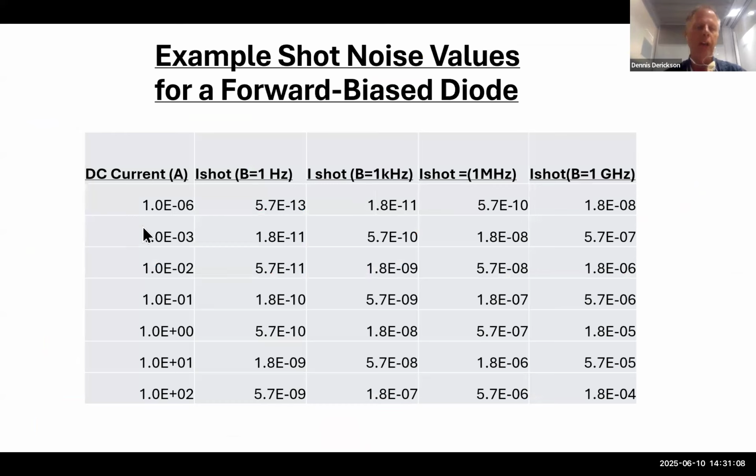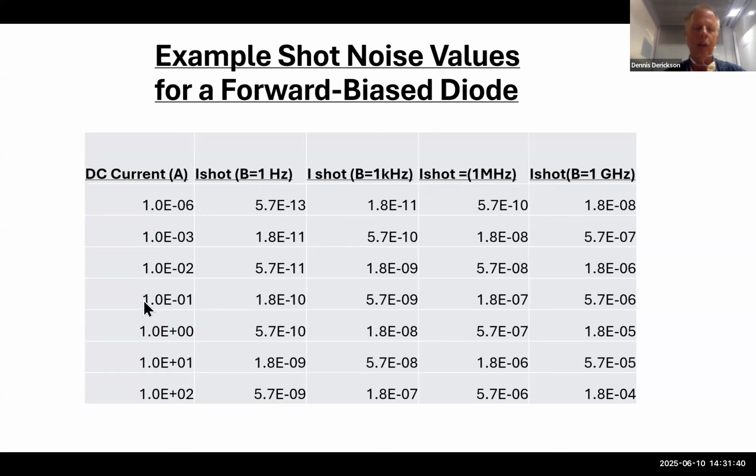Okay, so on this column, I have the DC current that's flowing through the diode. And on these other columns, I have how much bandwidth we're making the observation in, from 1 hertz to a kilohertz to a megahertz to a gigahertz. And so if we had 1 megahertz of bandwidth on the receiver and we had a microamp of current, we'd have 5.7 times 10 to the minus 10th amps of shot noise.